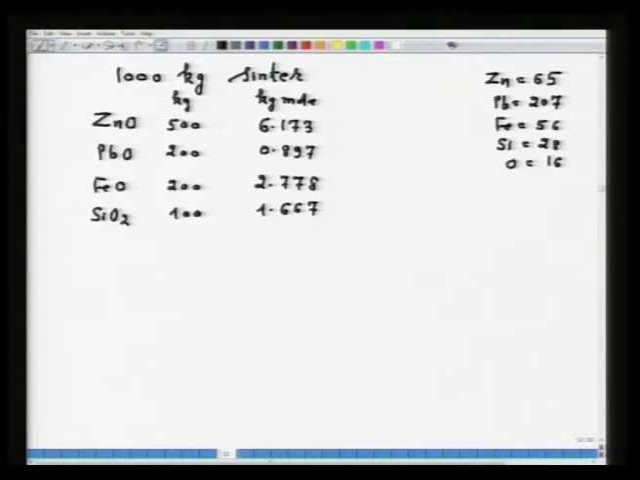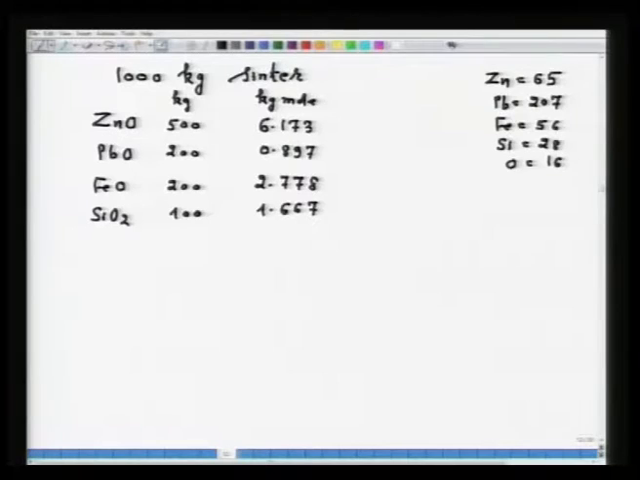Now, the problem does not say what is the amount of air that is being used. All that it says is that the gas after reduction contains 7 volume percent of zinc, and CO2 upon CO ratio has been given to be 0.5. The problem does not mention the amount of air required to carry out the smelting reduction process. So, at this stage we do not know whether excess air is used or theoretical air is used.